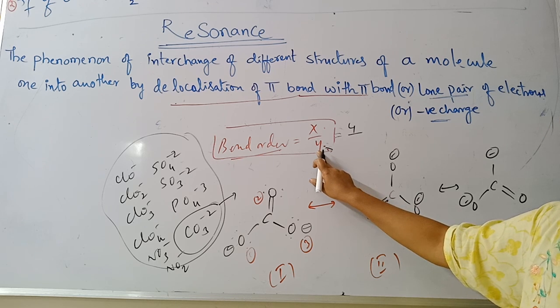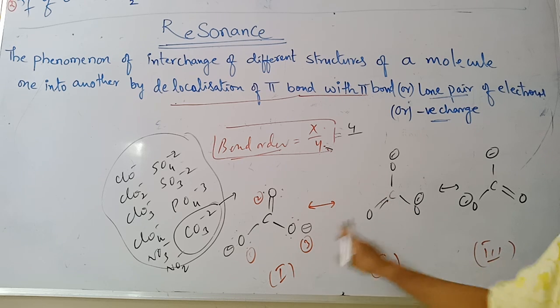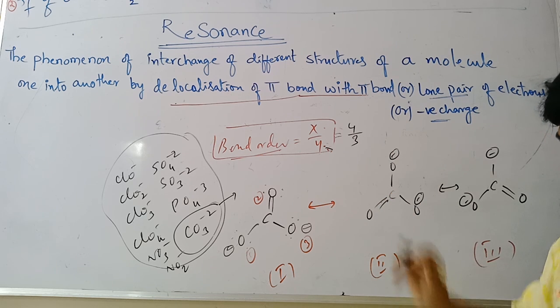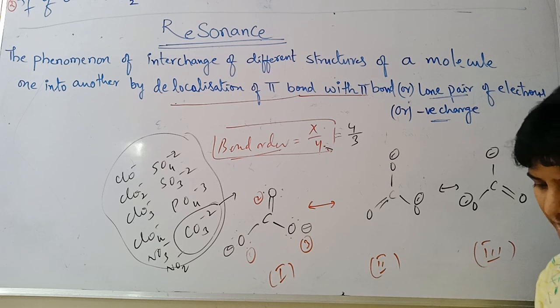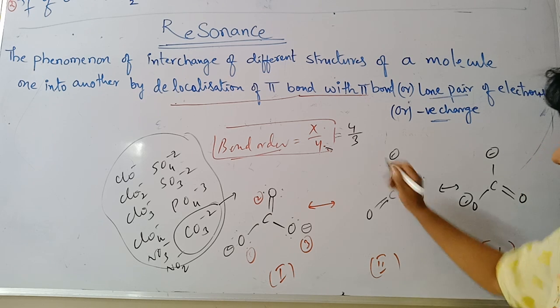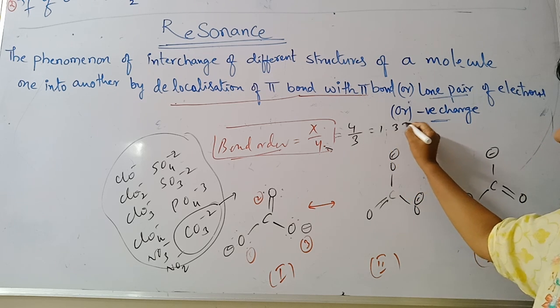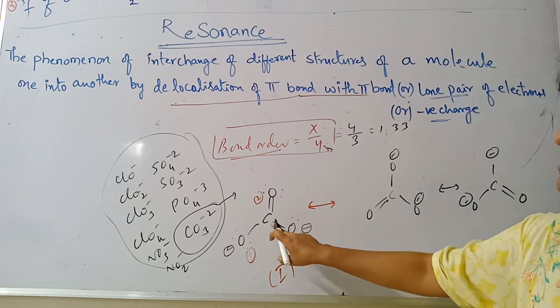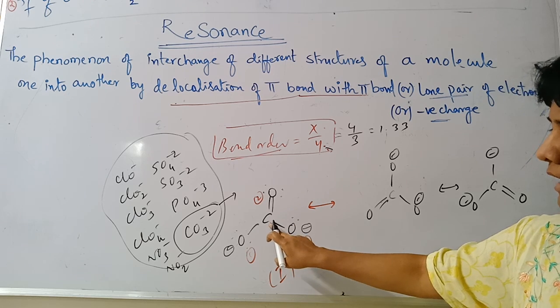And divided by Y, the number of resonance structures. How many structures can you see here? 3 structures. So 4 by 3. What is the bond order? You get 1.33. Some students could not write resonance structures, so in that case, just write one structure.